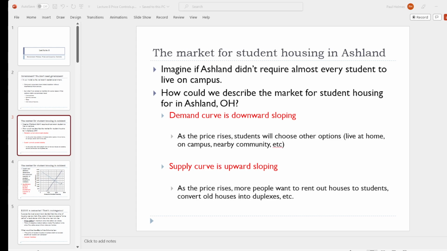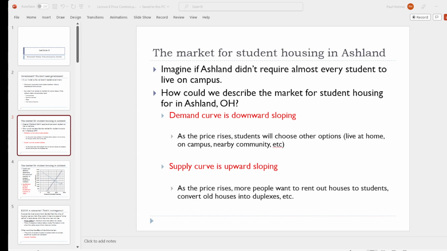Well, it seems natural to say that there would be a downward sloping demand curve. At really high prices for off-campus housing, people would choose to live on campus instead, and as the price fell, more and more people would choose to live off campus. So a downward sloping demand curve is pretty easy.